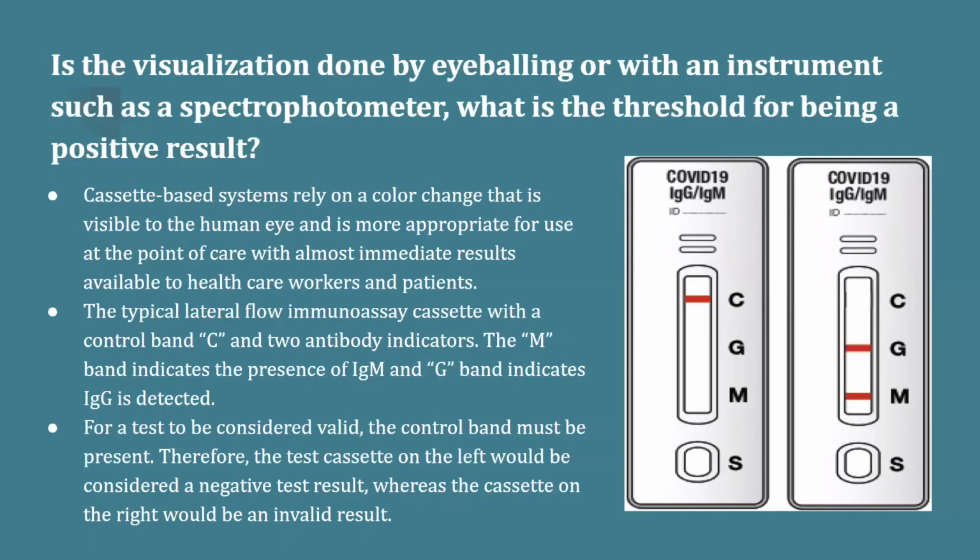The typical lateral flow immunoassay cassette, shown at the right, has a control band marked C and 2 antibody indicators. The M band indicates the presence of IgM and the G band indicates the presence of IgG. For a test to be considered valid, the control band must be present. Therefore, the test cassette on the left would be considered a negative test result, whereas the cassette on the right would be an invalid test result.